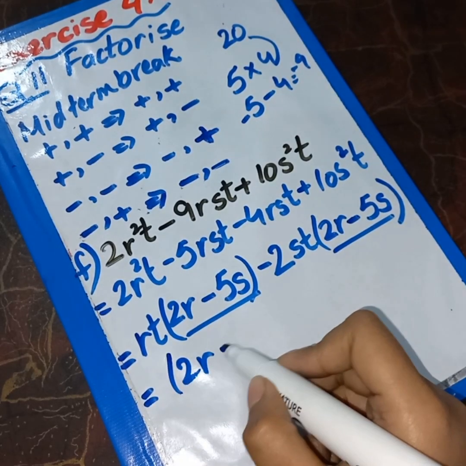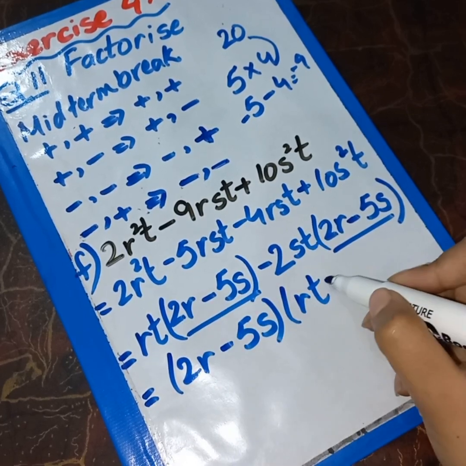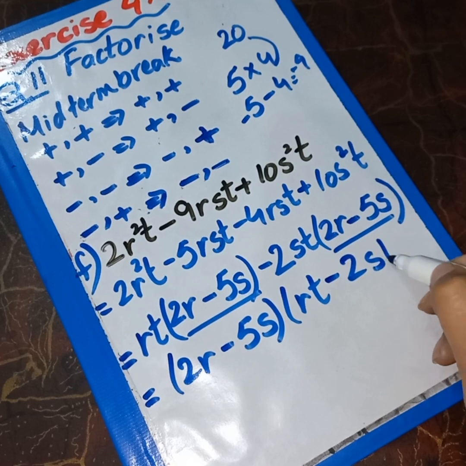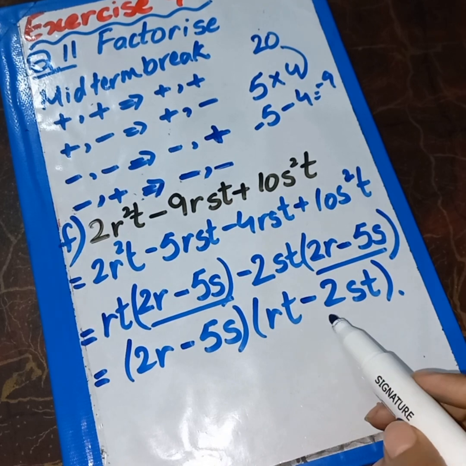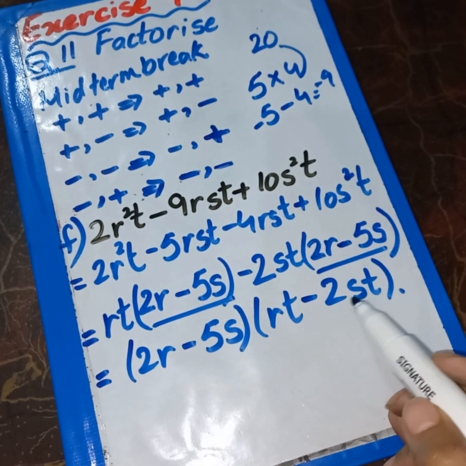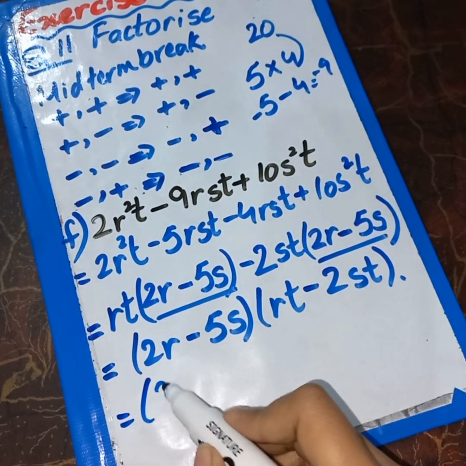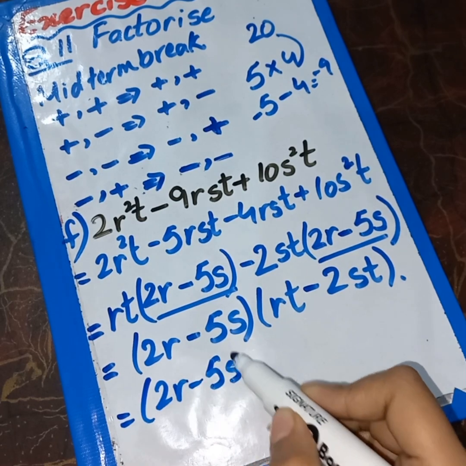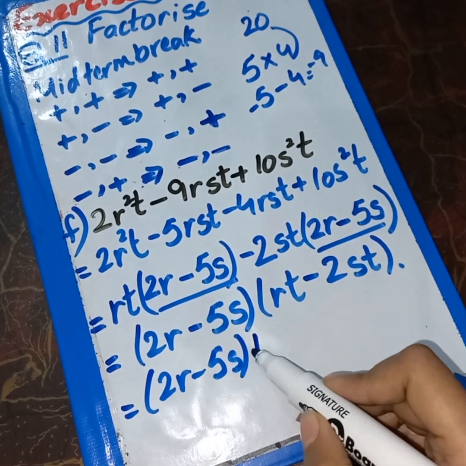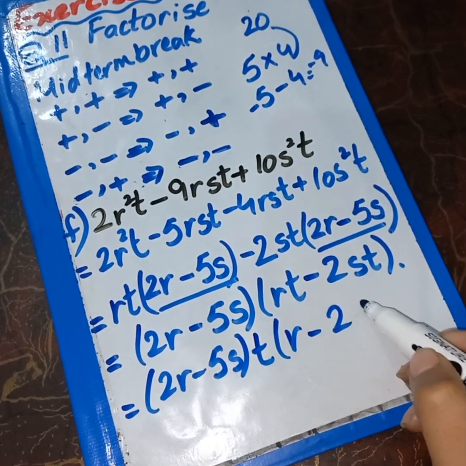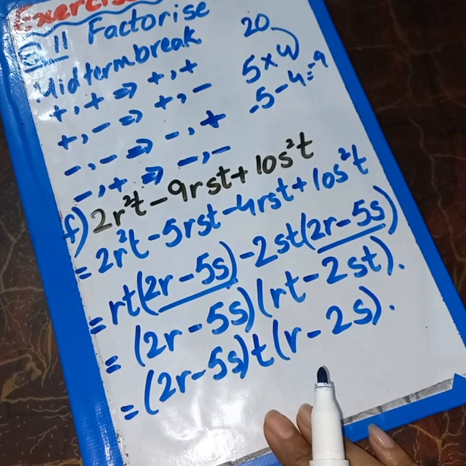So 2r minus 5s, then the uncommons are rt minus 2st. Now if you observe, in this factor t is still common. T in both these terms is common, so you can bring it out. This 2r and 5s will come down as it is because it's done. There is no need to take anything common because nothing is common among these two. Here t is common, so let's bring it out and we are left with r minus 2s inside the bracket. That was the F part, the last part of question number 11.